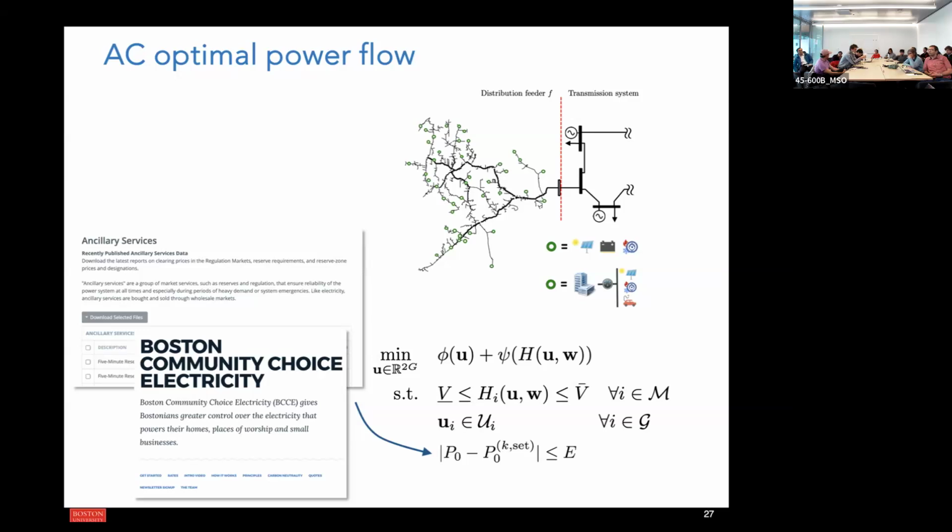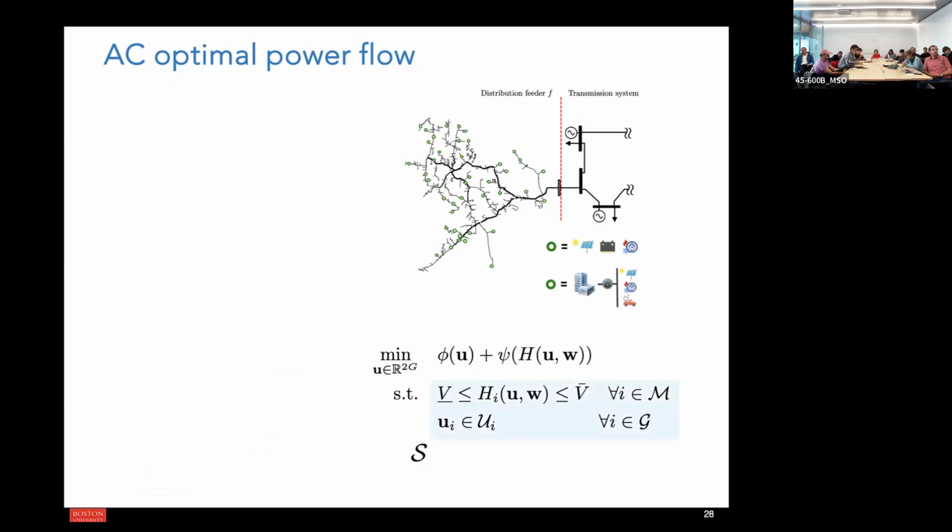Is it a linear map or not? No, this is not linear. H is not linear. It comes from the AC power flow equations, so basically quadratic. But fortunately, it satisfies all the assumptions that I made in the previous part of the talk.